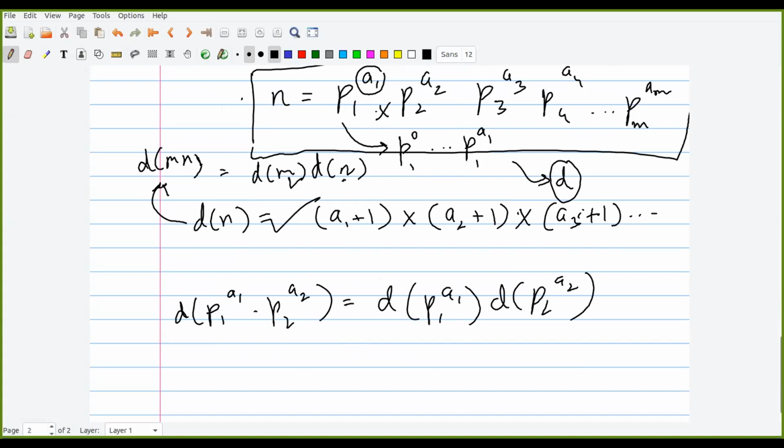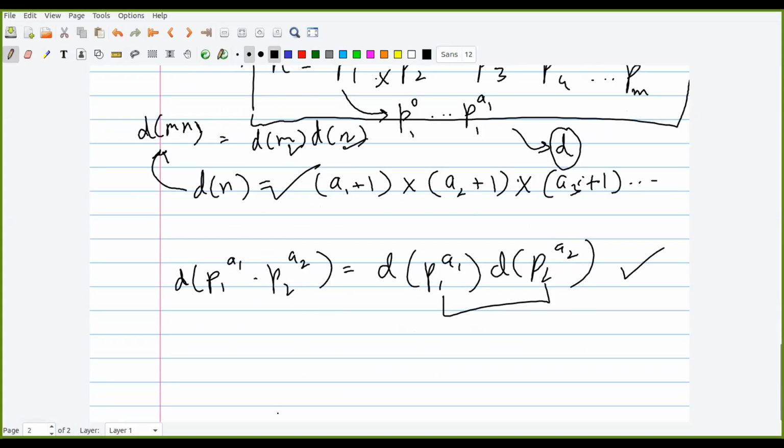See, only if these two are co-primes, because if they are not co-primes, then they're dependent. It makes no sense to have a multiplicative form. But yeah, so this is the basic idea. So what if we want to find the sum of divisors of the given number?